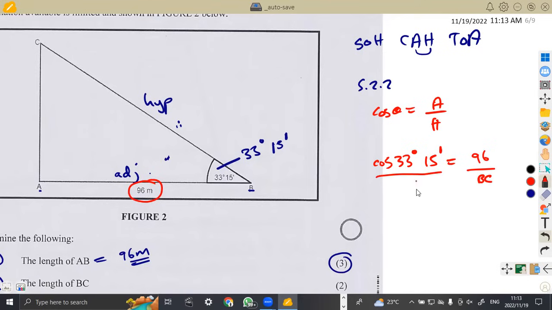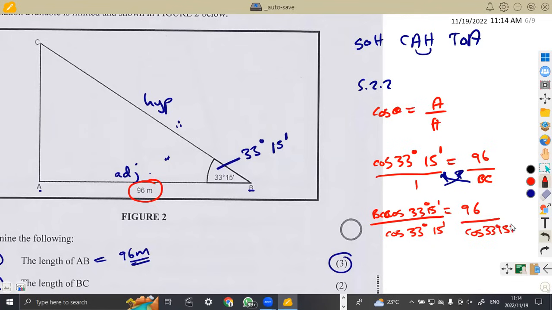So to calculate BC, we can actually cross multiply because that's a fraction here. So we're going to have BC cos 33 degrees, 15 minutes is equal to 96. To find BC, divide by cos 33 degrees, 15 minutes on both sides. So this can actually cancel out, and we remain with the BC that we need.